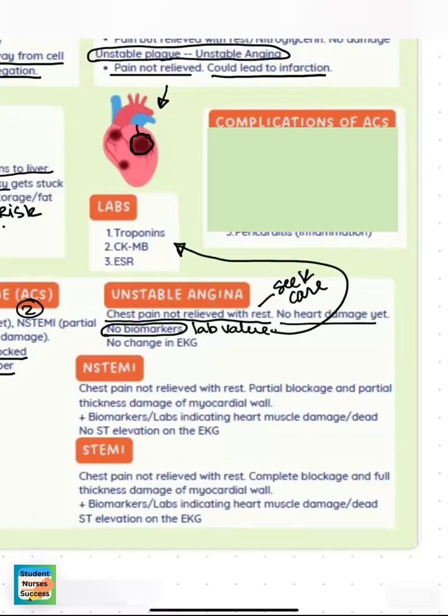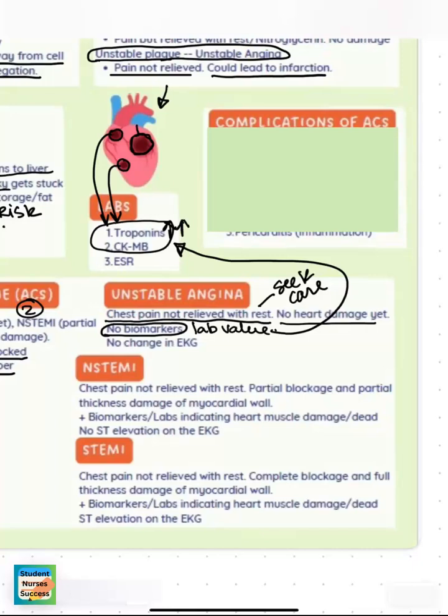When heart muscle dies, it releases cardiac enzymes. These two cardiac enzymes are troponins and CKMB. As your heart muscle dies, so in this picture here, you see these little pieces of dead heart muscle. As these die, they release these cardiac enzymes, and these will start to rise and increase.